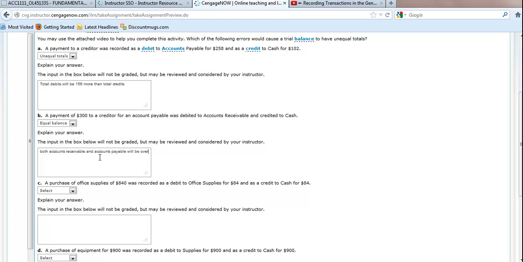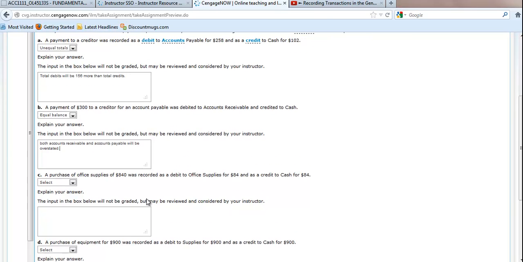Okay, so what's happening here, so $300 to a creditor for accounts payable was debited to accounts receivable and credited cash. So we were supposed to debit accounts payable, but we didn't. So it looks like we still owe $300 more than we do. And then we debited accounts receivable when we shouldn't, so it looks like someone owes us $300 more than they should. So they're both overstated.